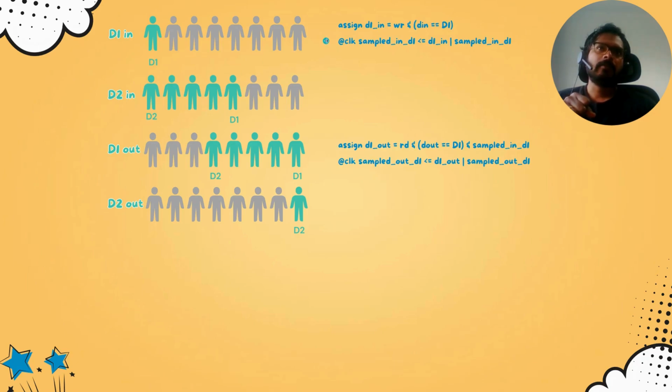Similar to the sticky flag sampled_in_D1, we have something called sampled_out_D1, which gets set when D1_out is set. So in short, D1_out can be a pulse, which will get set when we have D_out equal to D1 after we sampled a value DIN equal to D1 somewhere in the past. And this D1_out will set a sticky flag called sampled_out_D1. Similarly, we will have D2_out and sampled_out_D2, which I'm not going to show again.